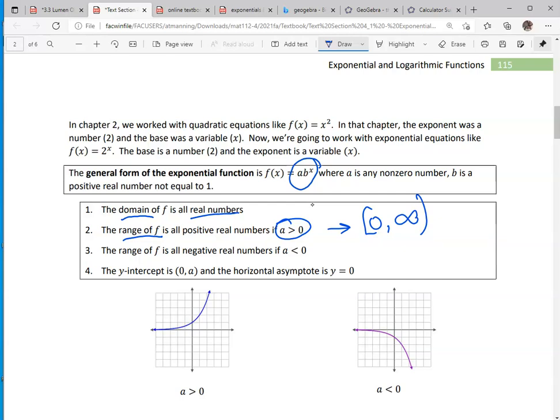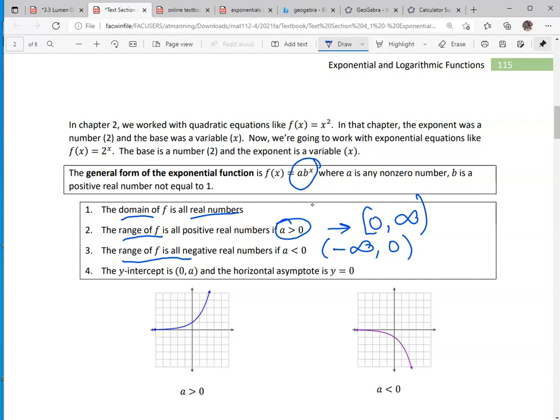If a is less than 0, I have some negative number times b to the x, then my output, my range, is negative real numbers. And when I think negative, I think it does not include 0. 0 is considered mathematically positive.